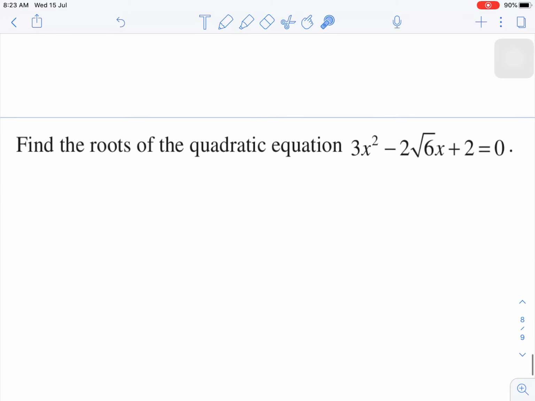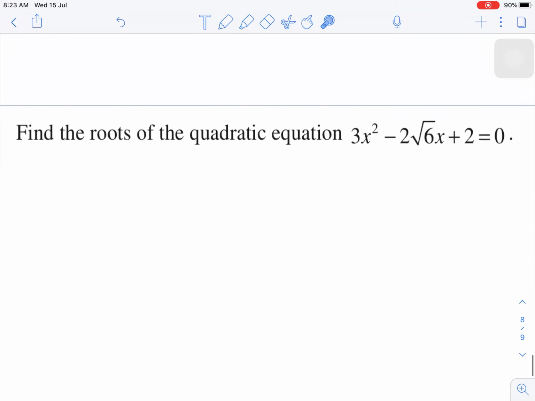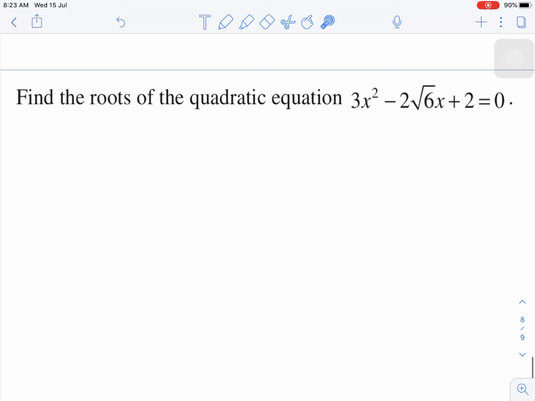Okay, now let us look at next example. Now here it is given that find the roots of the equation 3x square minus 2 root x plus 2 equals to 0. Okay, now this is a little bit different type of example, so let us try to solve it.